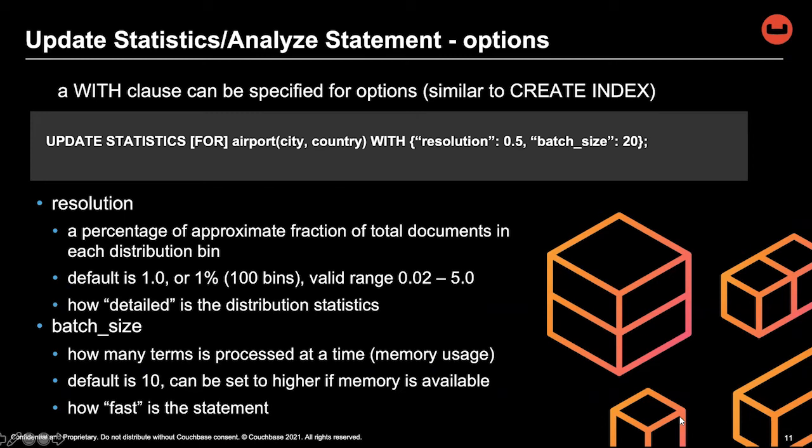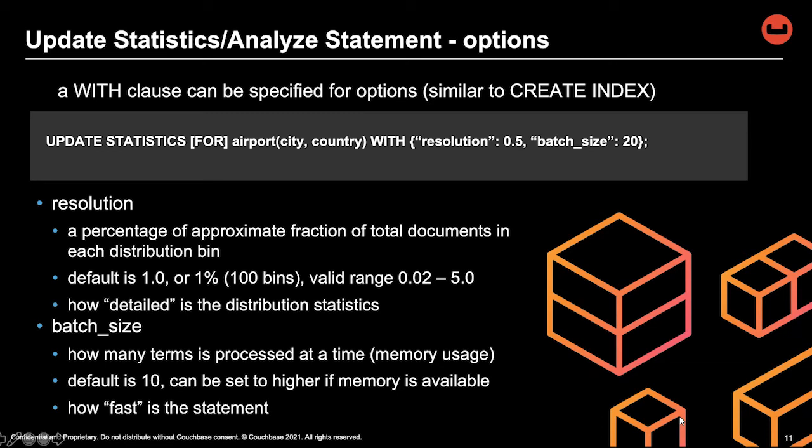Batch size is the number of terms that the update statistics command is going to process on each pass. Because the construction of the histogram requires sorting, and sorting requires memory, update statistics is going to have a memory footprint. And we don't want this to interfere too much with a running system. So by default, update statistics processes 10 terms at a time. That limits the amount of sorting memory it uses.